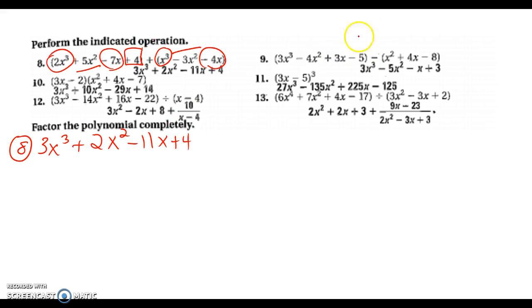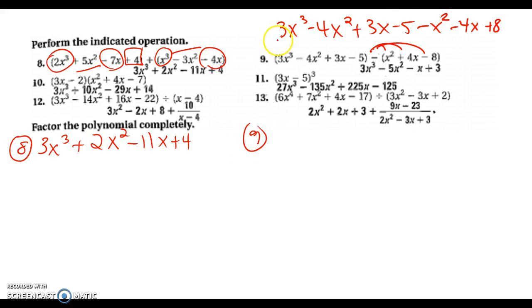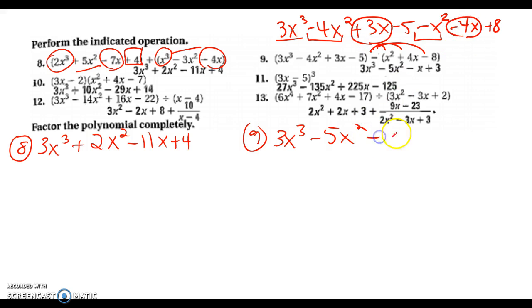All right, now for number 9 here, we have to distribute this negative sign. So we have 3x to the 3rd minus 4x squared plus 3x minus 5 minus x squared minus 4x plus 8. So let's collect like terms. There's only one x to the 3rd. Then for x squared we have this and this. Negative 4x squared minus 1, negative 5x squared. And we have a plus 3x minus 4x minus x, and then minus 5 plus 8 gives me a plus 3.